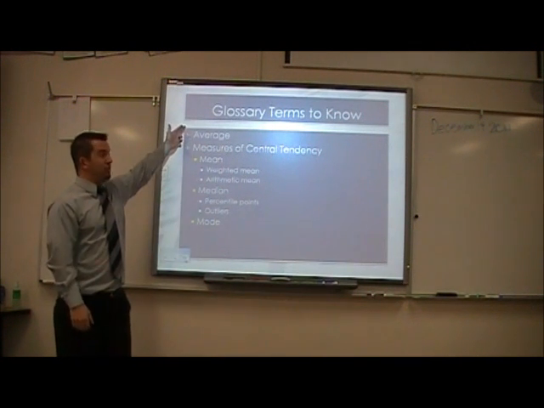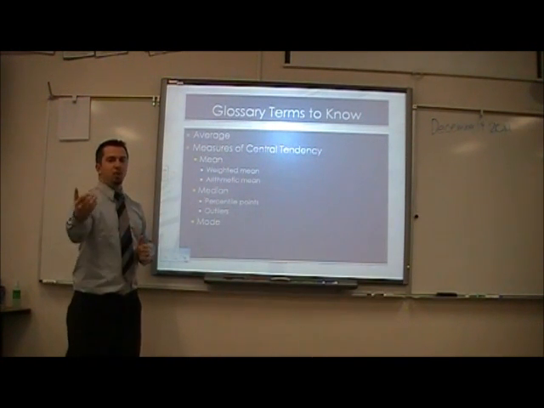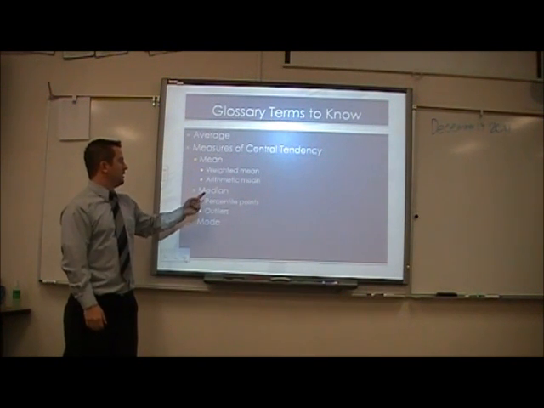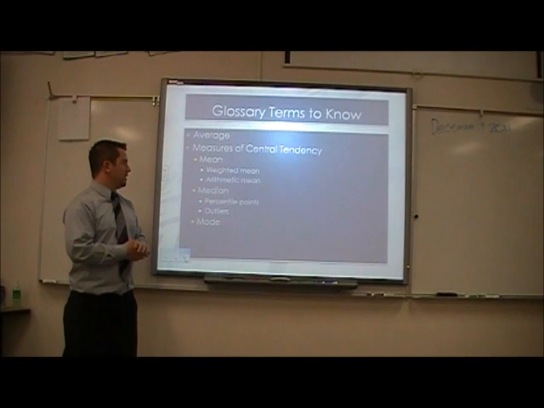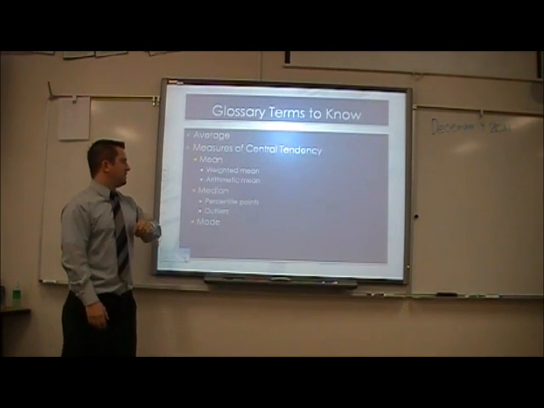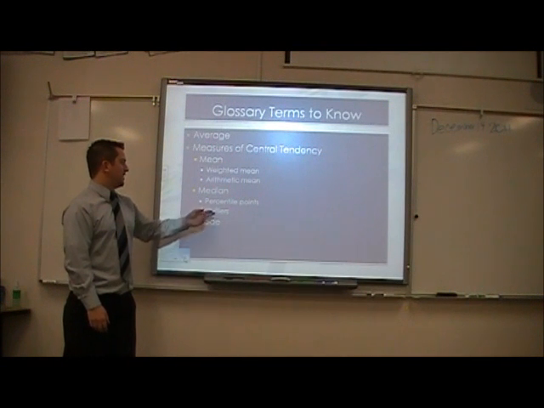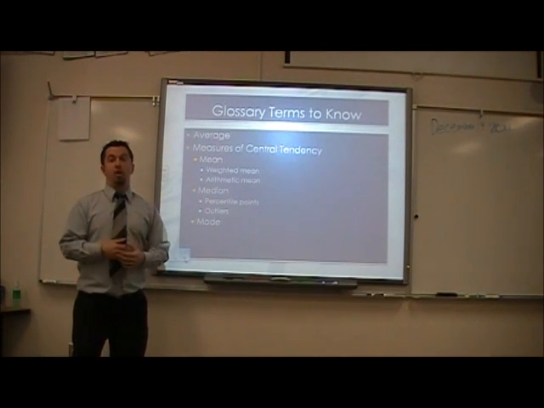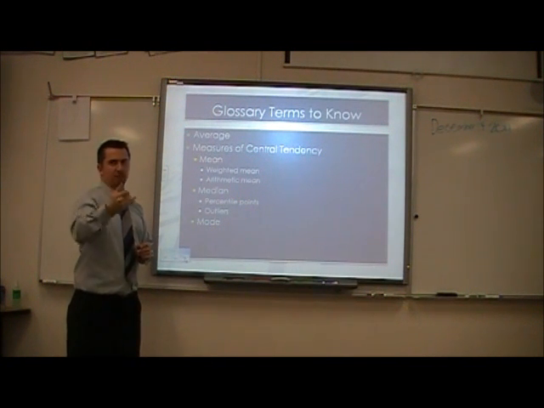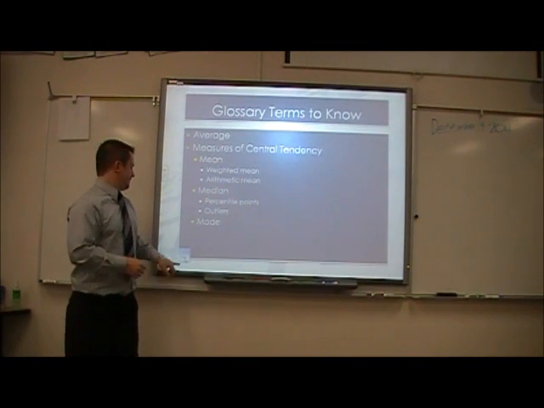All right, glossary terms again, you should keep a notebook on these. We got average, measure of central tendency, mean, median, and mode. In the mean, we got weighted mean, arithmetic mean. In the median, we have percentile points and outliers. Those are things you're going to want to know about. So make sure you keep that in that notebook so that when you get to that at a later time and date, you'll know what is going on there.